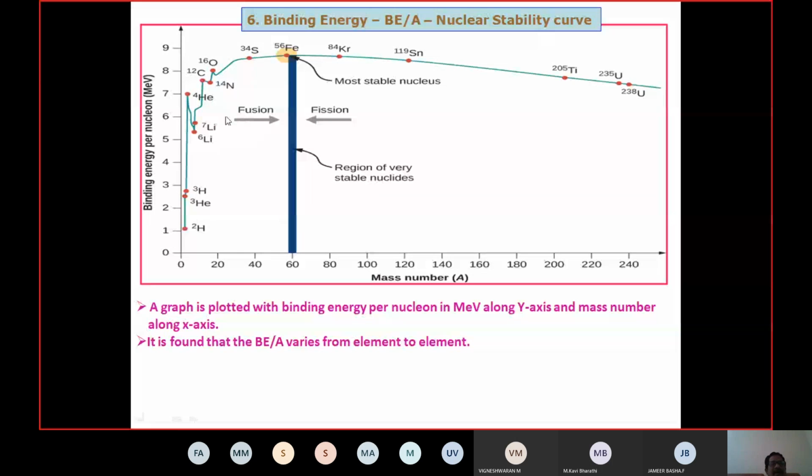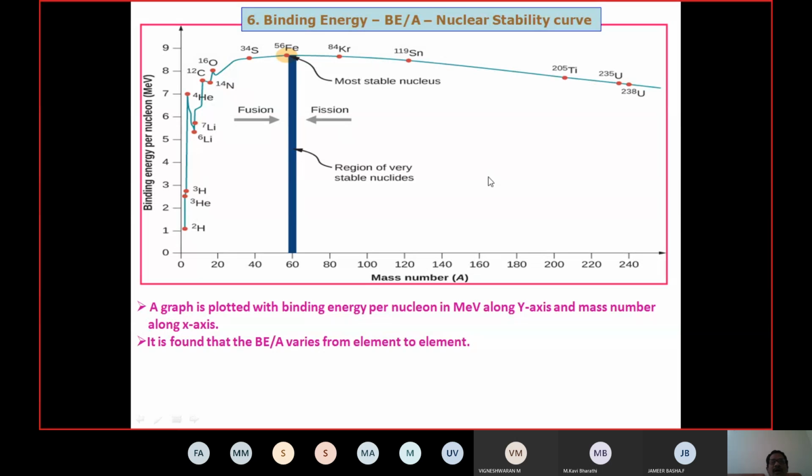On the other hand, a heavy nucleus may split into lighter nuclei. This process is called nuclear fission. In both nuclear fission and fusion processes, the resulting nucleus has a greater value of binding energy per nucleon, along with the liberation of energy.